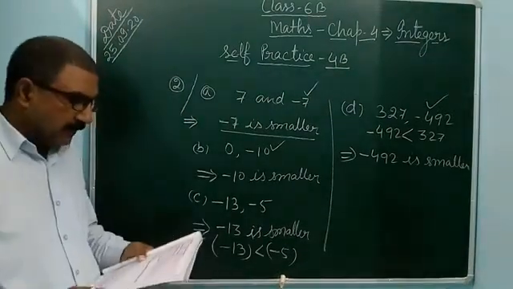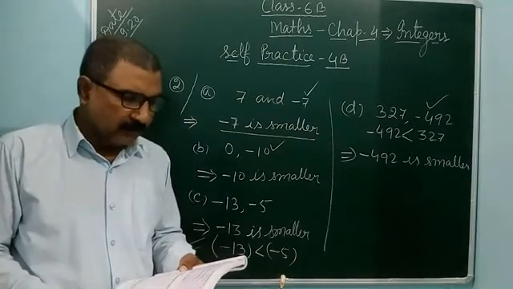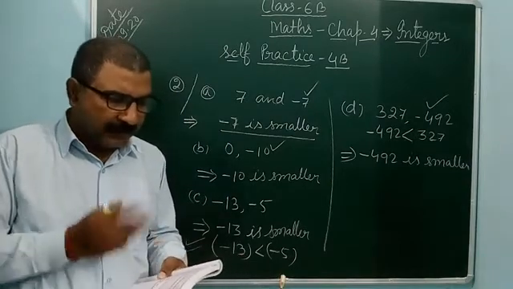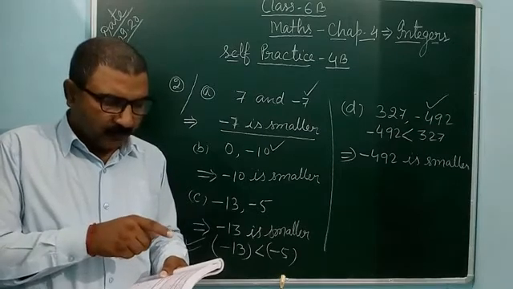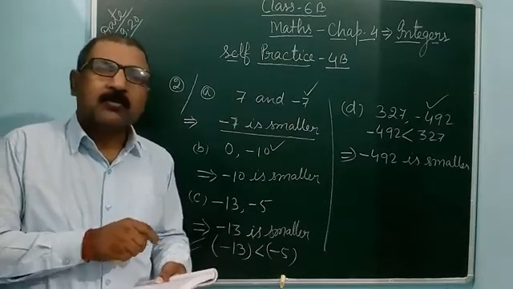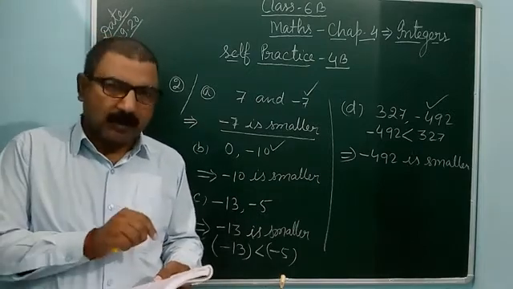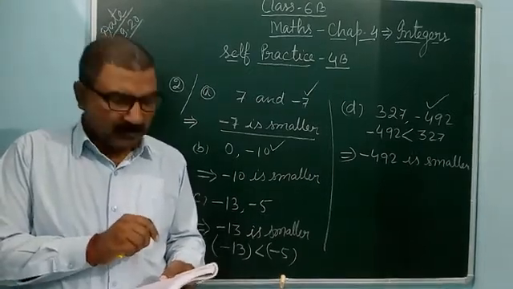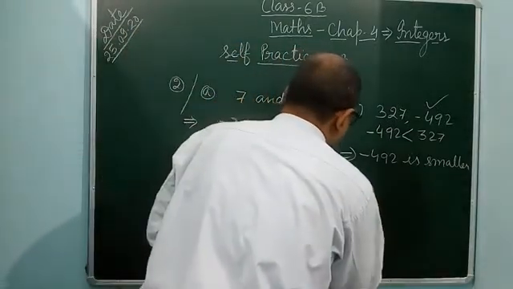And question number 3, you do yourself: which is greater, which is smaller. Like that, 3A: minus 4, one box is there, and 0. So which is greater, which is smaller? Minus 4 is smaller and 0 is greater. So you can do it like that.